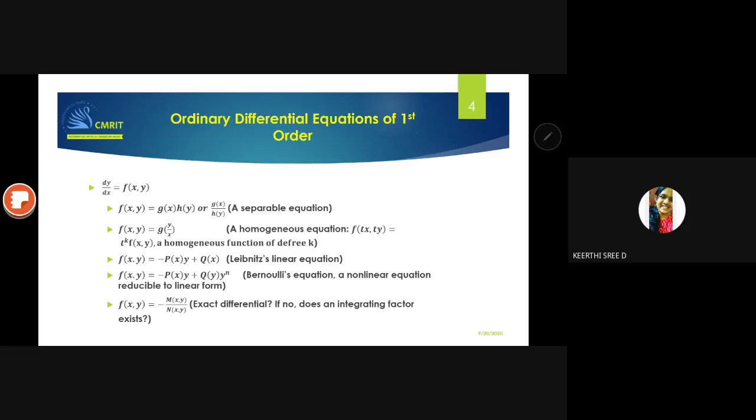And the thing is exactness, we will see in the next session. Exact equations and handling non-exactness, we'll see in the next class, and probably we may go to second order differential equations also in the next class.